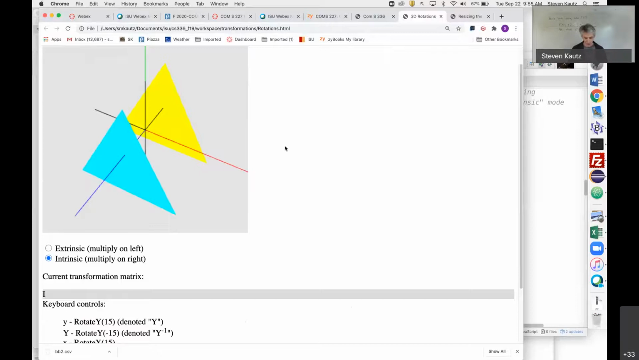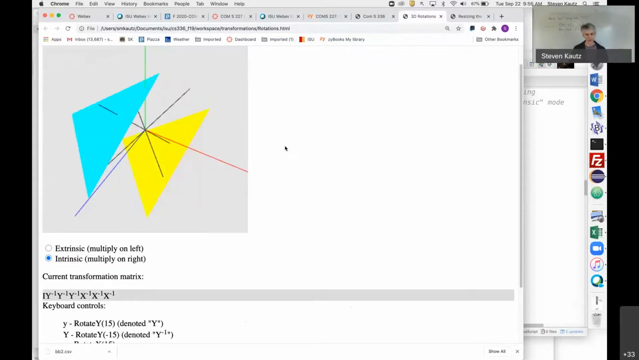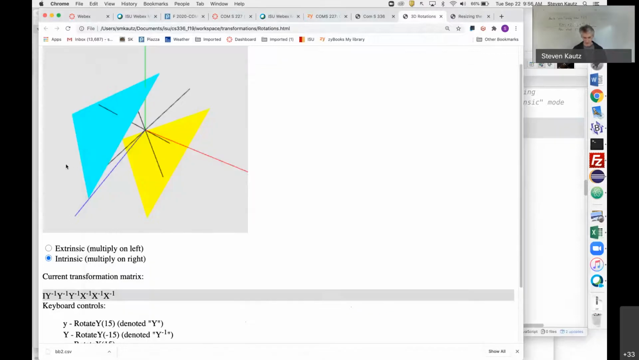So we do our counterclockwise Y of 45 degrees and our counterclockwise X of 45 degrees. So there we are. And I'm claiming that we can do, and let's review what we're having here again. We can apply a minus 35 degree Z rotation. Let's try that. That's our P.